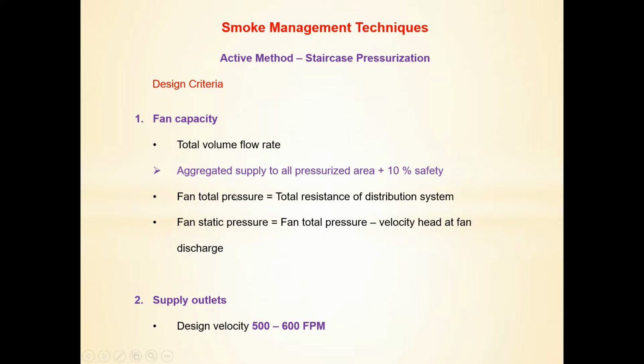Then, based on the building construction and the location of the fan, we need to find out the total resistance of the distribution system: the pressure drop in the vertical run, in the grill, and in the duct. So we can calculate the fan static pressure based on the total pressure and the velocity head at the fan discharge. Then the supply outlets or grills at each platform are designed at a velocity of 500 to 600 fpm.